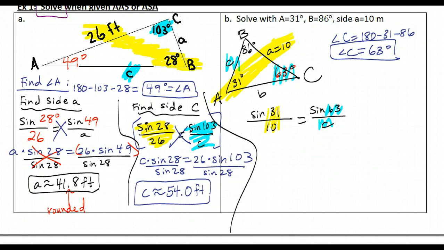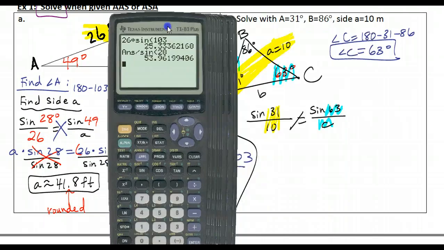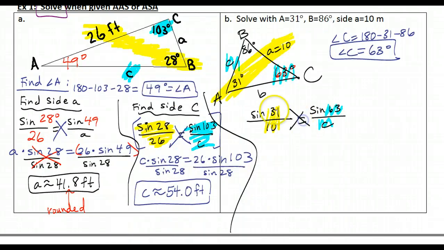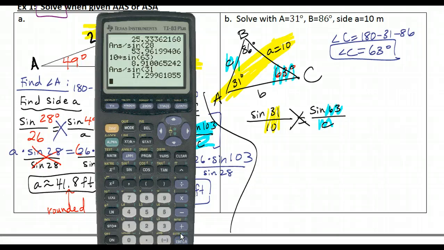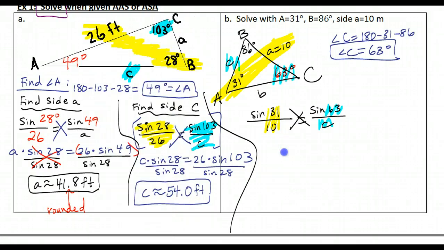Okay, and here is where I was saying earlier, again, writing the setup is required, but now I know I'm going to do 10 times sine of 63, and then I'm going to divide by sine of 31. So if you know that right away, you can just type that into your calculator instead of writing it all out, and I end up for side C with 17.3.